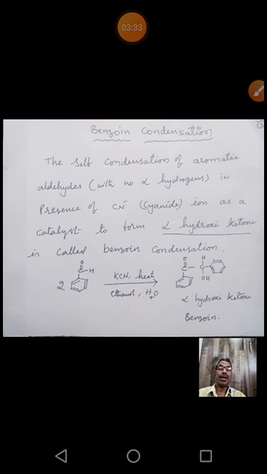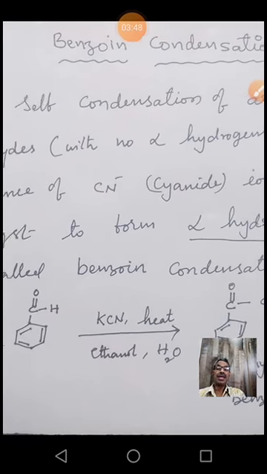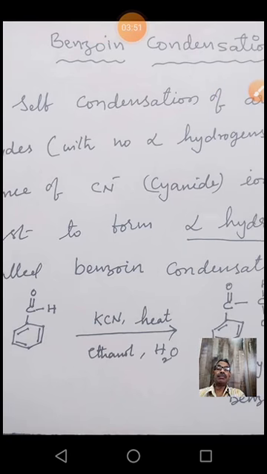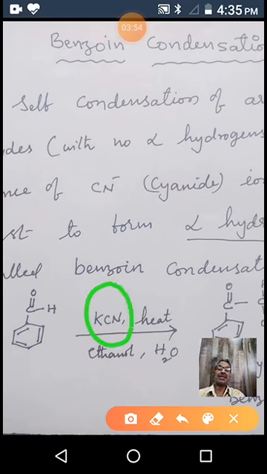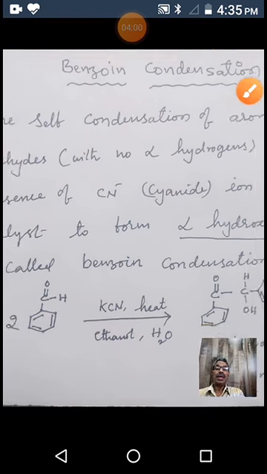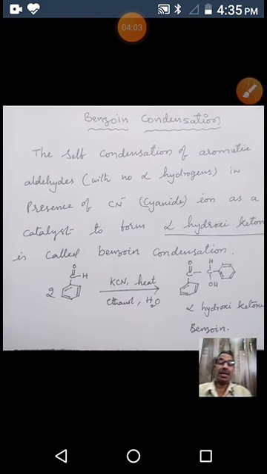So in this reaction, benzoin formation takes place. That's why we call this reaction benzoin condensation. What is happening here is, aromatic aldehydes react with potassium cyanide or sodium cyanide, NaCN or KCN. We require this as a catalyst, in the presence of an ethanolic medium. So ethanolic NaCN or KCN acts as a catalyst for this reaction.